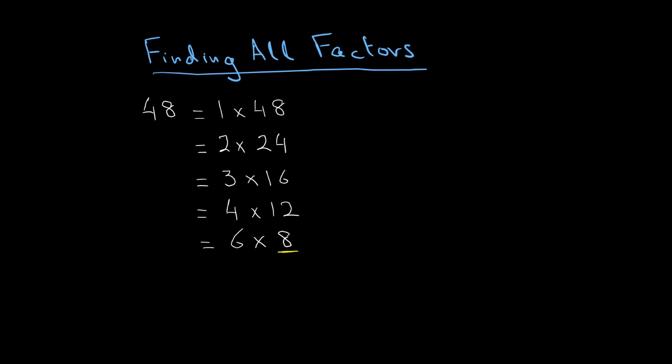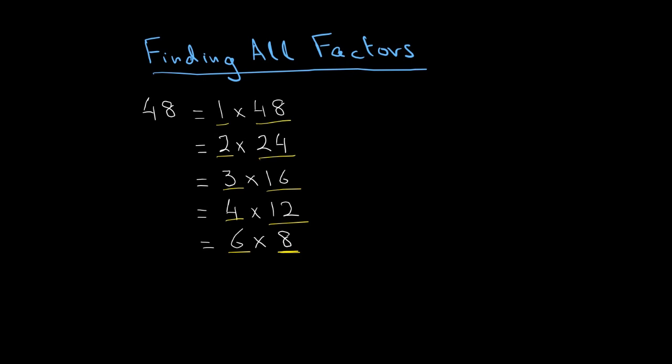So that means that all the factors of 48 are going to be 1, 2, 3, 4, 6, 8, 12, 16, 24, and 48. So these numbers are all the factors of 48.